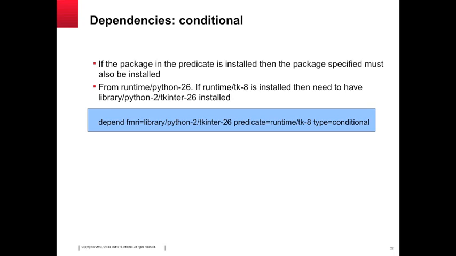Conditional. So this is one where, I'll go through a line here actually. So this one says, if runtime TK8 is installed, then, well, that must be installed for this package to be successfully installed. So effectively saying, if that one is installed, we must have that. So it's making sure you've got the package pair there.